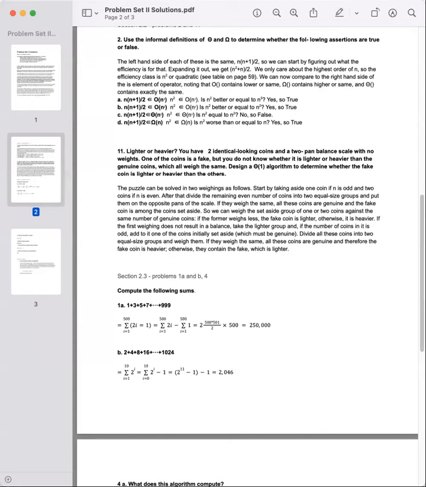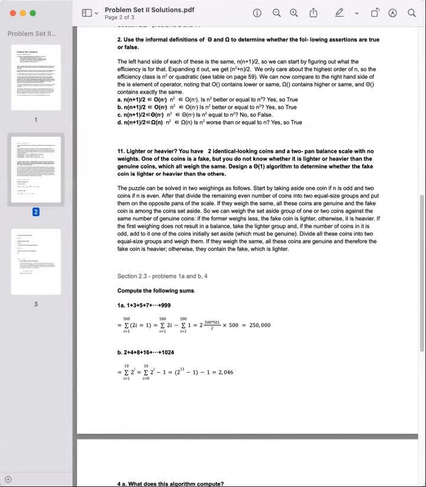Okay. So one of 2 things happens. If they weigh the same, then we know all those coins are genuine and the fake coin is among the either 1 or 2 that you set aside. So we can then test that to see. If the former weighs less, then the fake coin's lighter. If not, it's heavier. Okay.